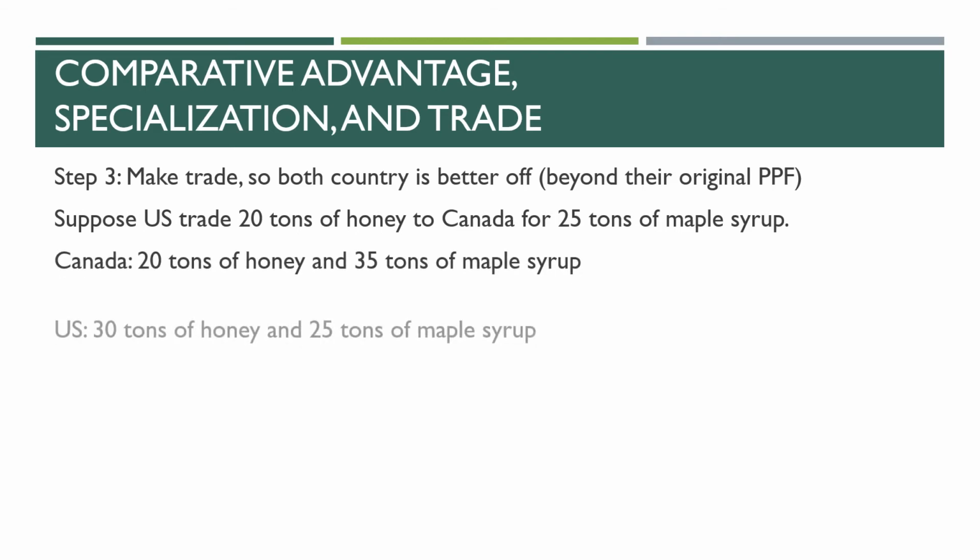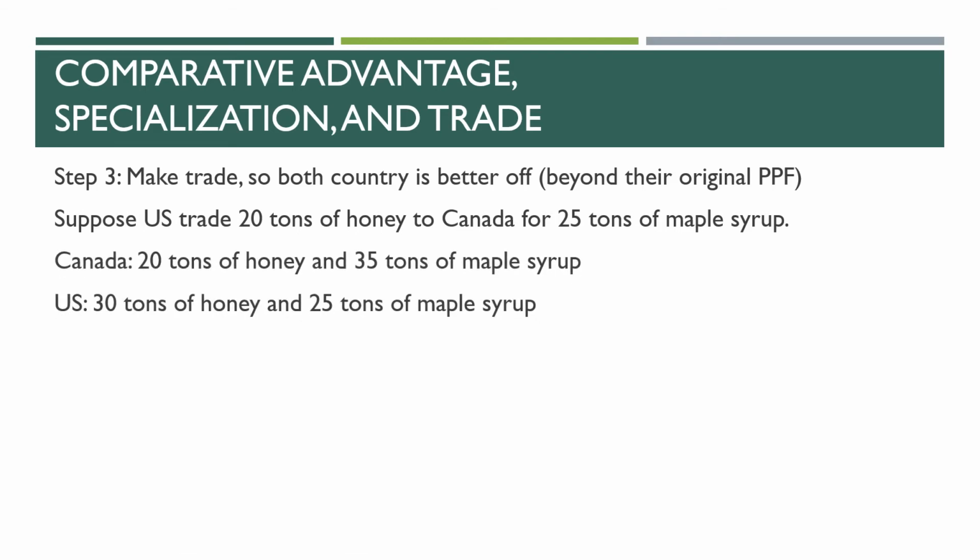After the exchange or the trade, Canada is going to have 20 tons of honey and 35 tons of maple syrup. And the United States finally will get 30 tons of honey and 25 tons of maple syrup after the trade. Are they better off? Of course, by just looking at the numbers, it could be very difficult to tell. And that's why we are going to demonstrate this with a graph.